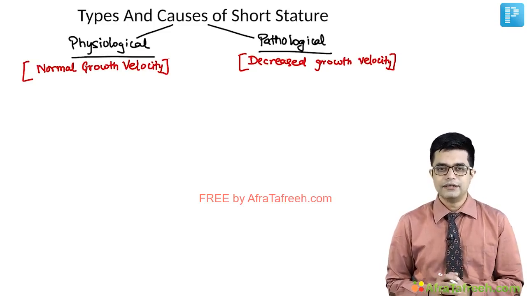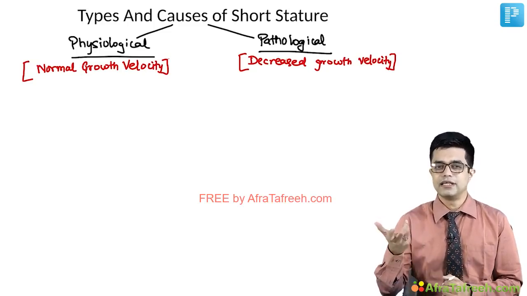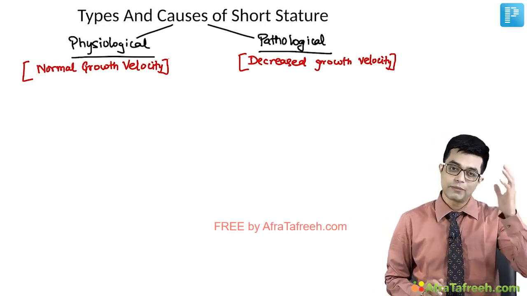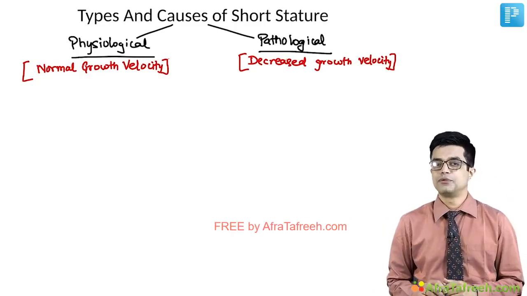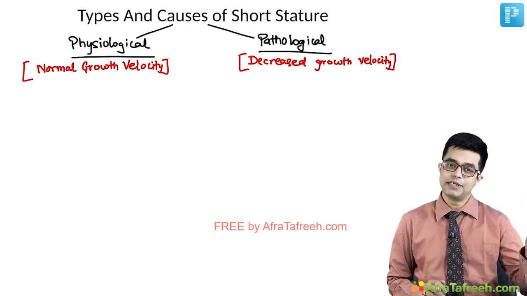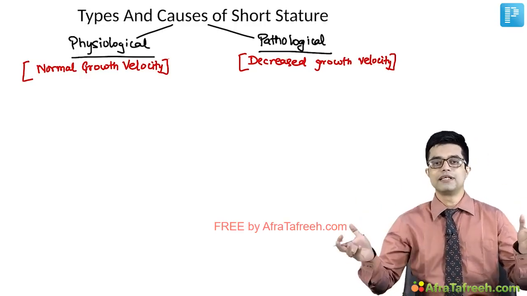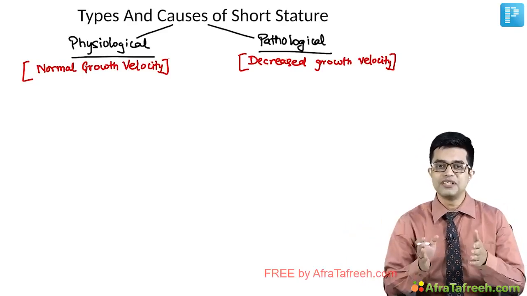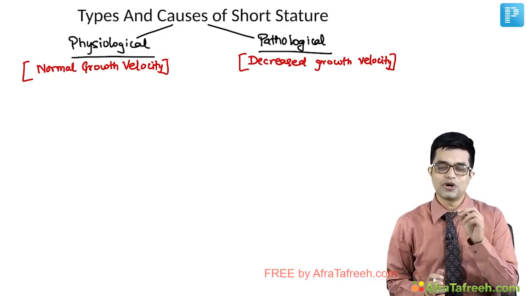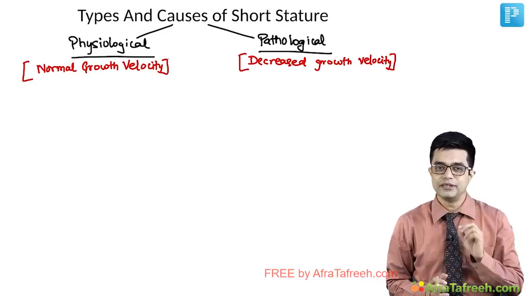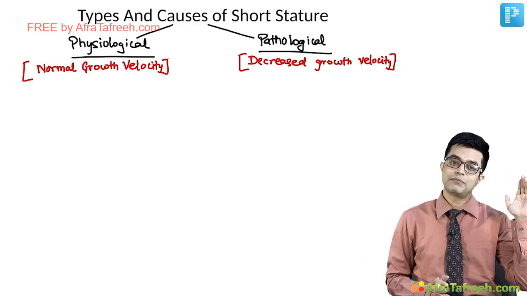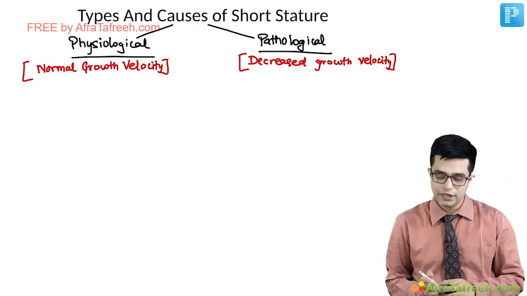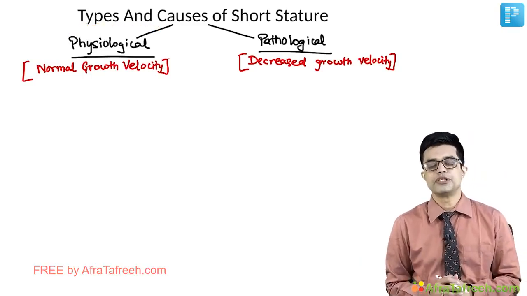I find that the child has gained 1 centimeter in those 6 months. Then I look at what a normal child of same age gains. Suppose a normal child of same age gains 1 centimeter and this child has also gained 1 centimeter. So I will say the child has short stature but his growth is normal. So we will call it as normal growth velocity. In the past something might have happened which led to short stature, but right now his growth velocity is normal. We call it as physiological short stature.